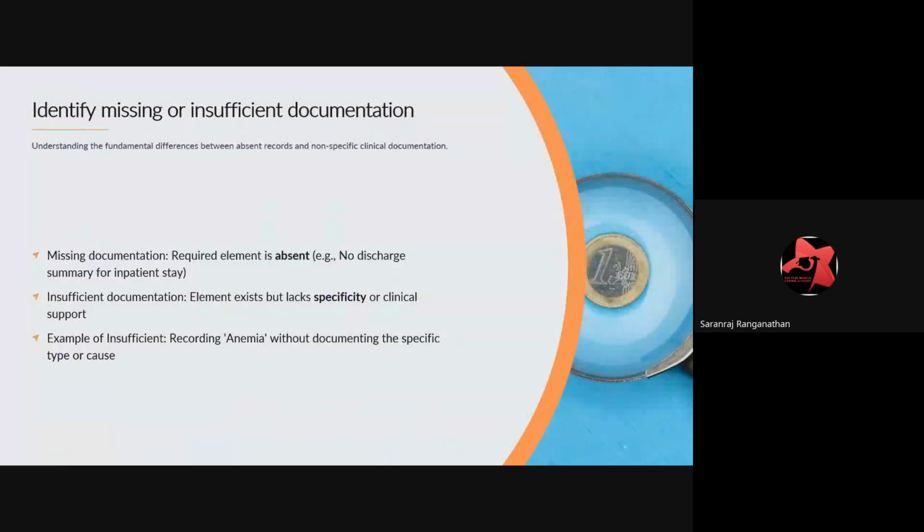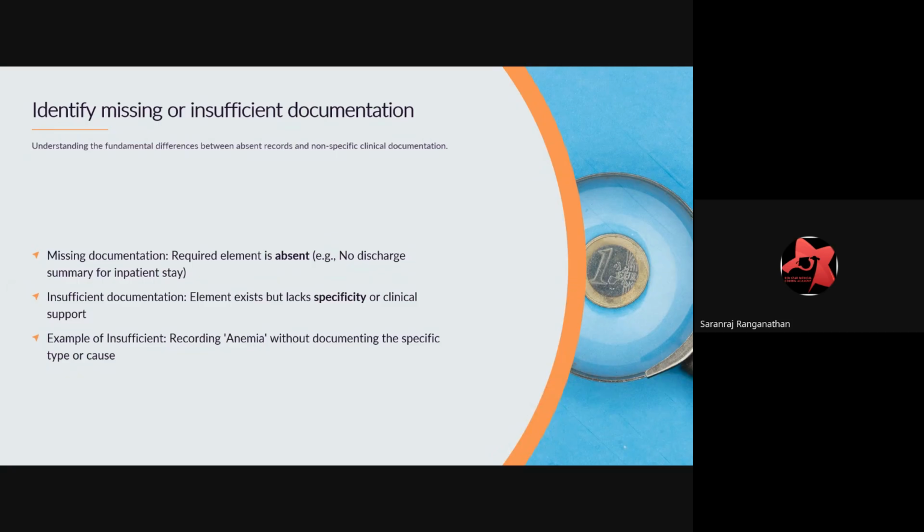Okay, then identify the missing or insufficient documentation. One more topic: understanding the fundamental difference between an absent record and non-specific clinical documentation. So far, whatever we have seen is non-specific, which means ambiguous. We are discussing documentation which is not very clear. Here there is a small variation, a small gray area where the documentation is not really there, or it is a possible condition, or it is ambiguous documentation that we need to identify. That is what this main topic is talking about.